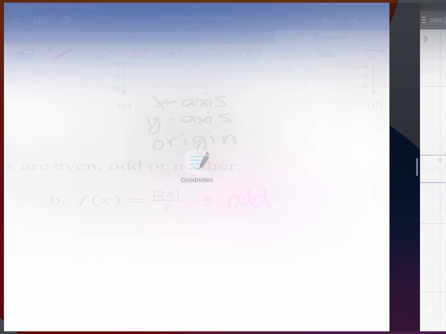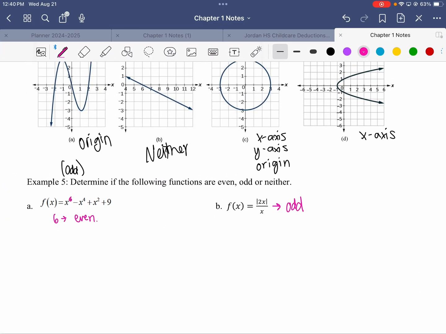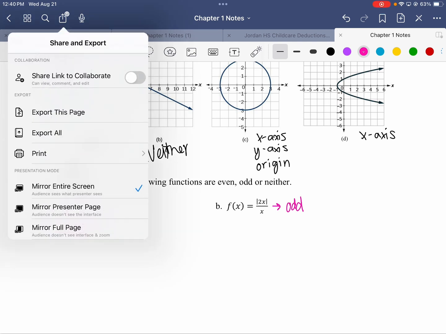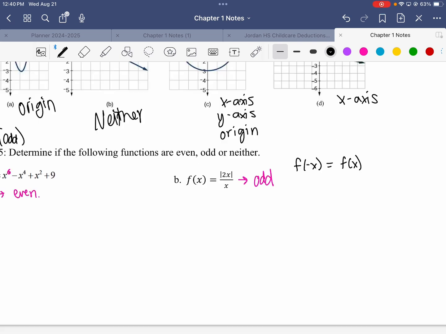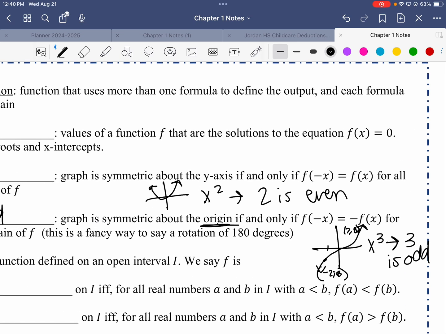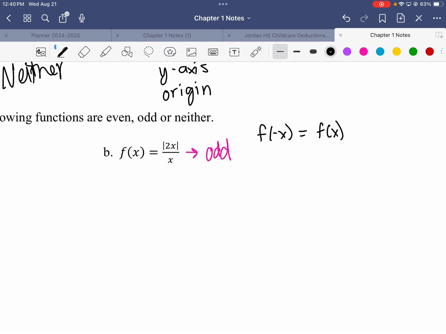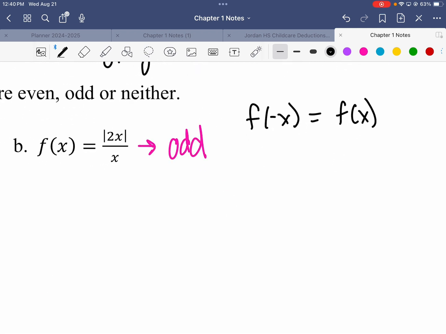Personally, I would use your algebraic rules. Okay? So, for example, if it's even, then f of negative x would equal f of x, right? Am I writing that right? Pause. Let me make sure before I lie to you. Okay, we're good. Whew. Okay? So what that means is if you plug the negative in and it comes out the same, then it's going to be even.